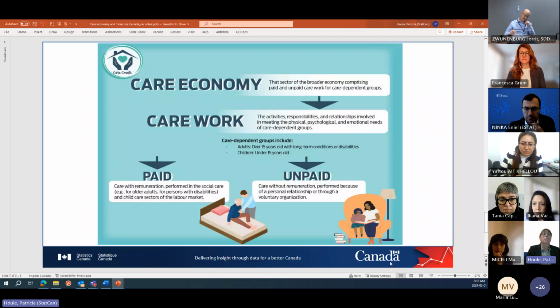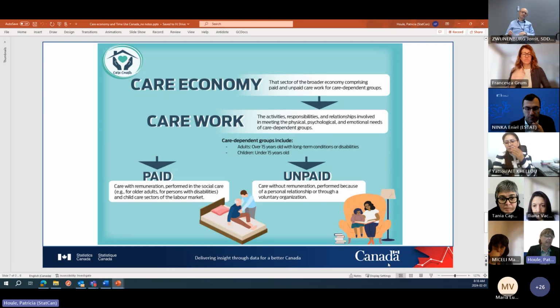So this is just an illustration of what we would like to measure. Starting with the broad umbrella of the care economy, getting at everybody, and then making our way towards the care-dependent group. And as I mentioned earlier, in the three different types of unpaid work, this is where we get very specific, compared with the paid.